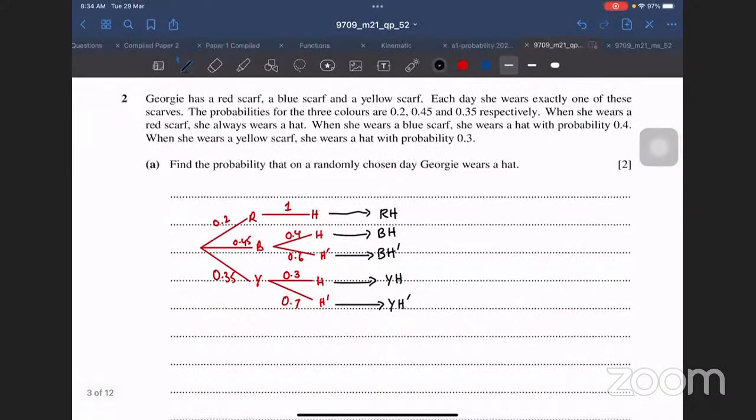Now I want to find out the probability that on a randomly chosen day, Georgie wears a hat. So the outcomes RH, BH, and YH are all relevant. So I'm going to say 0.2 times 1 plus 0.45 times 0.4 plus 0.35 times 0.3. That gives me 0.485. That's the probability of wearing a hat.